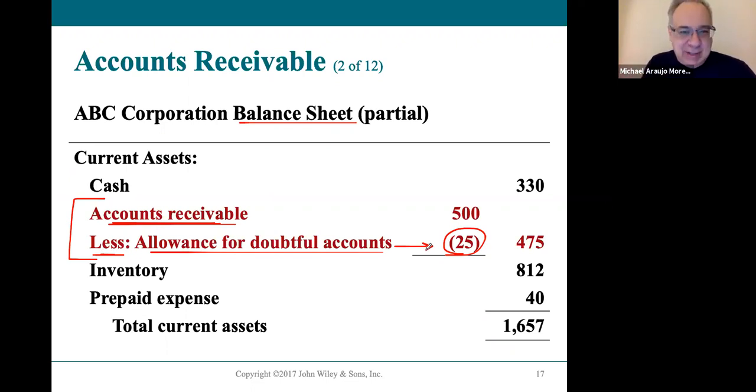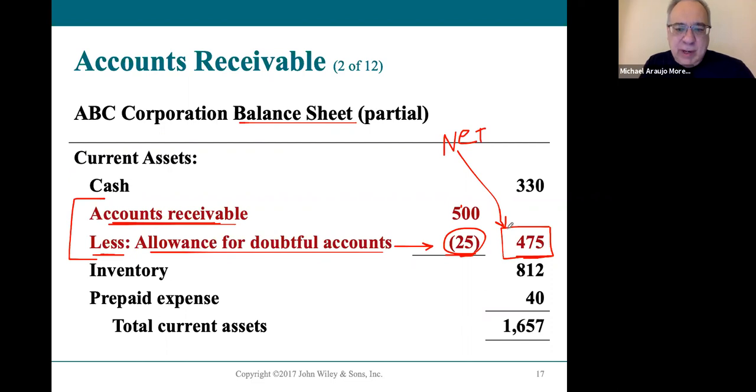Because GAAP only allows us to do this one time a year. So as you'll see how it's practiced, what does that do? Well, it actually corrects that problem on the balance sheet. This $475 is going to be reported as the value of receivables, even though receivables are $500. Well, because they have allowed for a bad debt, in essence, they have adjusted the net value of their receivables, and that's what that is called.